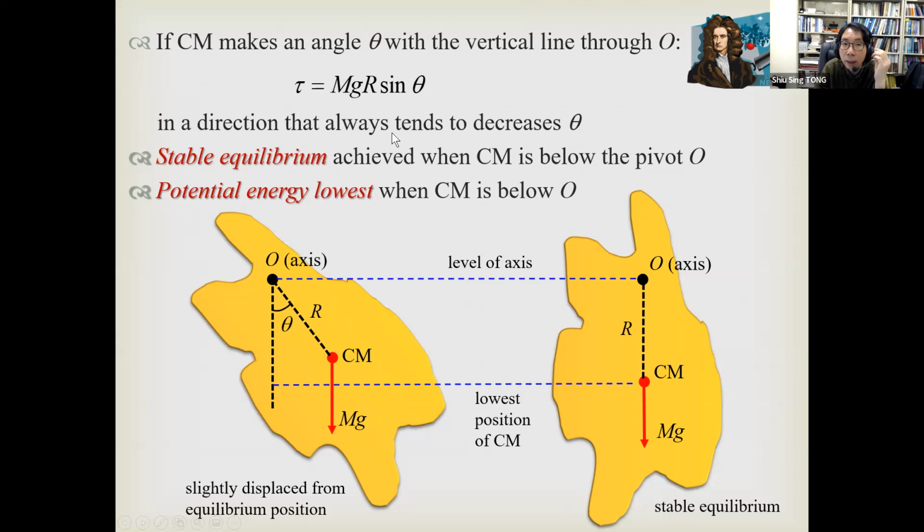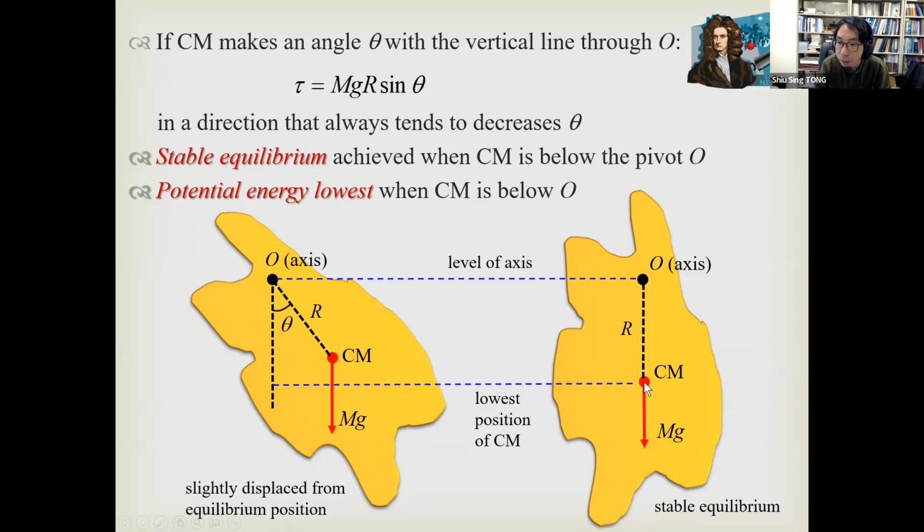This torque will always tend to decrease theta. If you release it, the torque will accelerate the object downwards, and that always tends to decrease the angle. If the body swings to the other side, the torque will also tend to decrease the angle. So after swinging a few times, there will be loss in energy due to friction. The body will eventually settle with its center of mass lying directly below the axis of rotation. This is a stable equilibrium position. When the center of mass is directly below the point of suspension, that is the most stable configuration of this lamina.